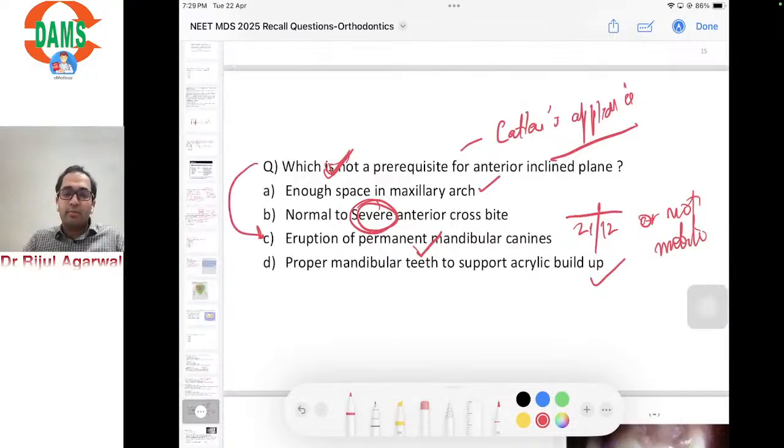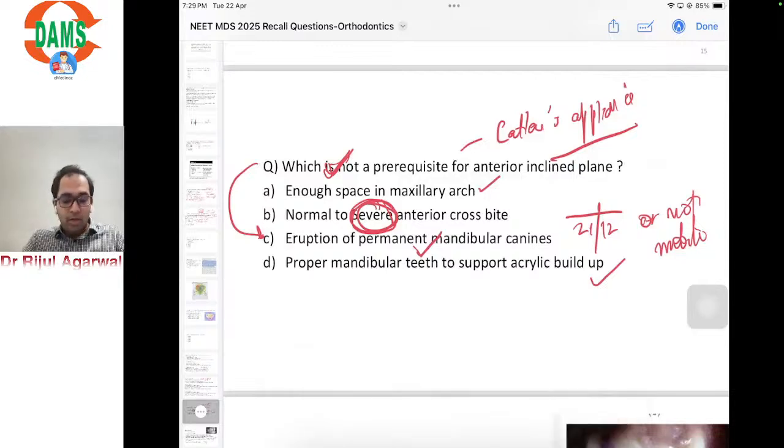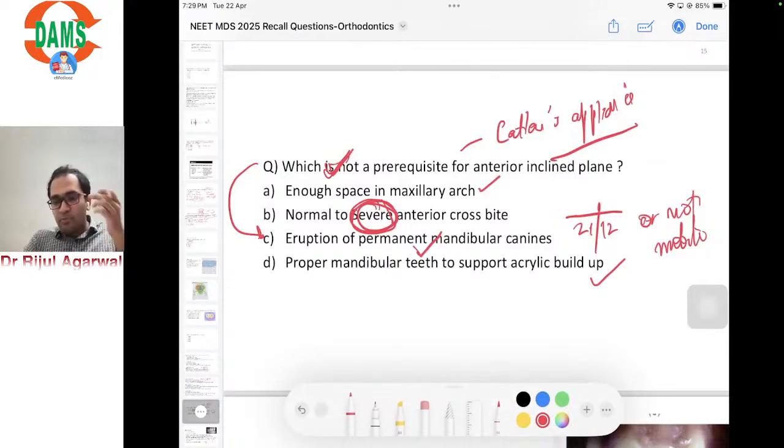anterior inclined plane. Now some students got confused with this term, normal to severe anterior crossbite. I also got confused that correcting a severe anterior crossbite through Catalan's appliance is difficult. But as I've already said and repeated over the sessions, always go with the rule out option. When in confusion, with two options left, rule out. We have ruled out option A, we have ruled out option D. Now we got confused between B and C. C we definitely know, since Catalan's appliance is given in the early mixed dentition phase when the permanent canine is not erupting, it's definitely not a prerequisite for anterior inclined plane.